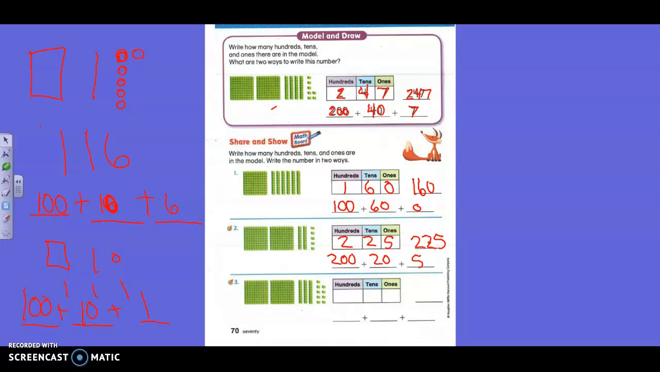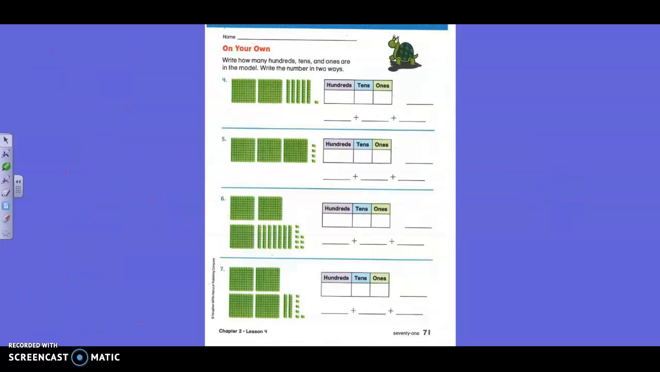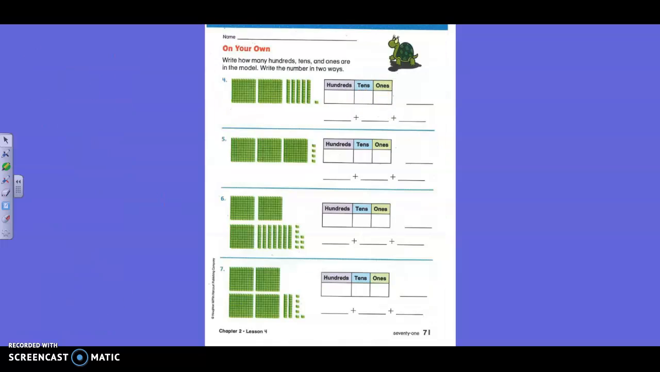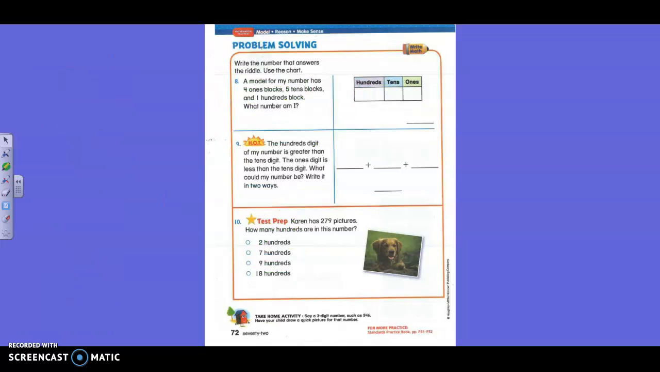Do number 3. I'm going to check it. Okay. Now, boys and girls, you're going to do this on your own. I believe that you should be able to do 8 and 10 on your own. So, number 9 is the only one we're going to do together.